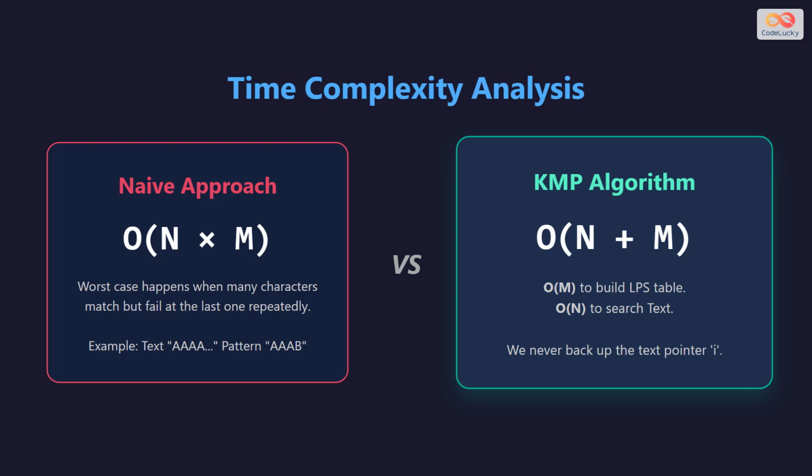Comparing the two approaches, the difference is clear. The naive approach can degrade to O(n times m). KMP, however, guarantees O(n plus m) time complexity. It takes linear time to build the LPS table and linear time to search the text. This makes it incredibly reliable.